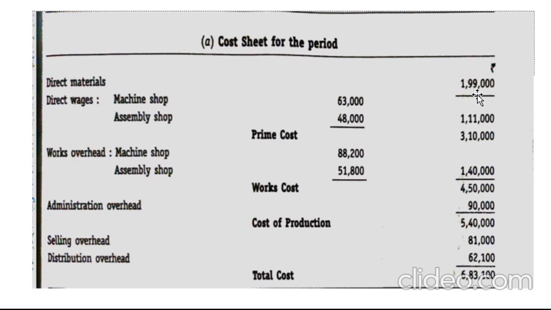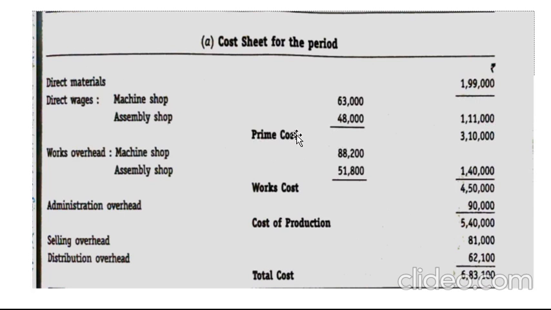1,11,000. So your direct expenses total will give you your prime cost. Your prime cost will be 1,99,000 plus the direct wages of both the shops, which is 1,11,000. So the total of 1,99,000 plus 1,11,000 will give you 3,10,000, which is called your prime cost.